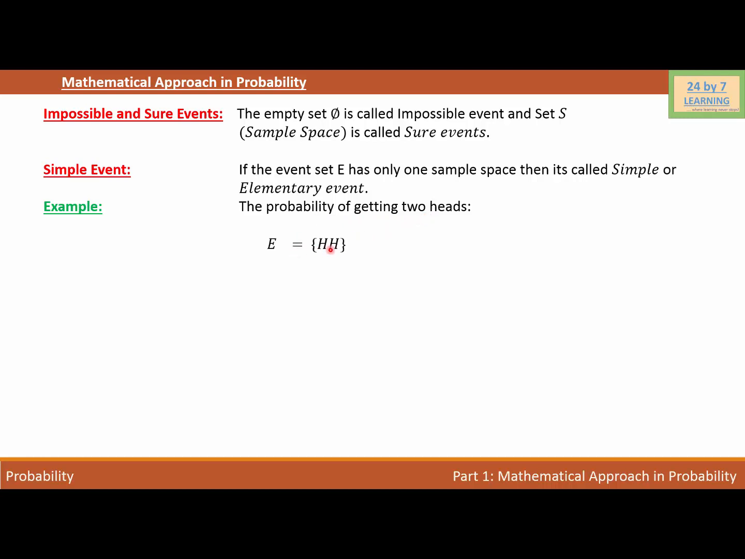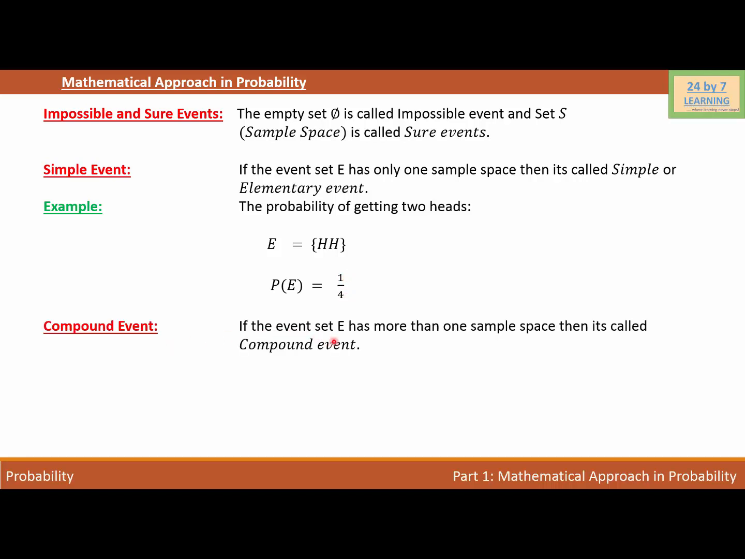It simply means that if we toss a coin twice, the probability of getting two heads out of all the tosses: we have one case when both outcomes are head and head. So we can say that the probability of E is equal to 1 over 4, because out of 4 sample points, we have only one event. So the probability of E will be 1 over 4.